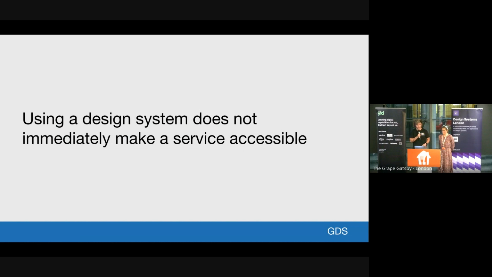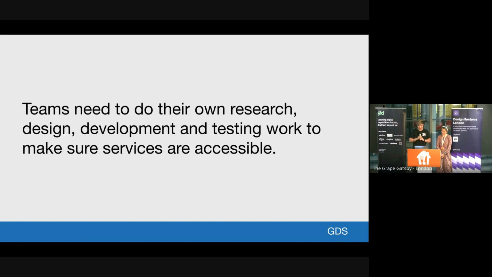And that's one of the reasons why traditionally on the design system, we've taken a more integrated, wrapped-in kind of approach, rather than trying to think of it as like a tick box list approach to accessibility. So teams need to do their own research, design, development, and testing work to make sure services are accessible. So we want to support services on that and basically help them make good accessibility decisions for their users.